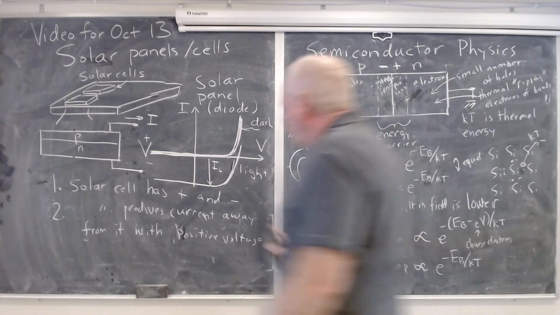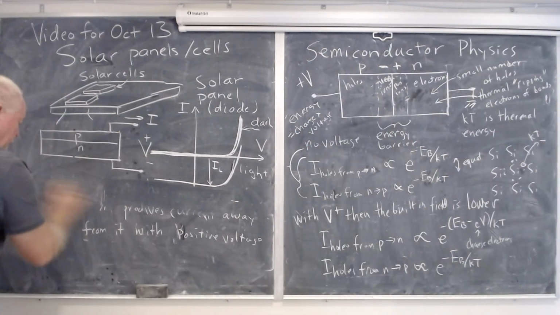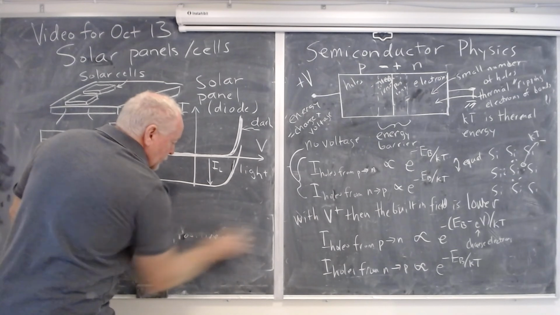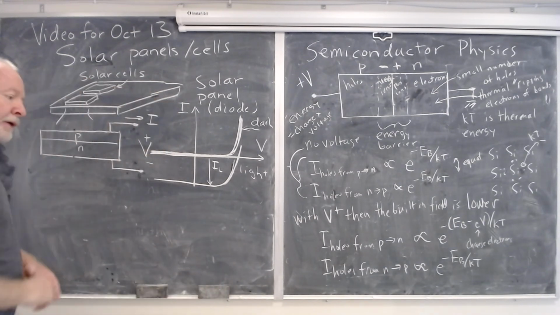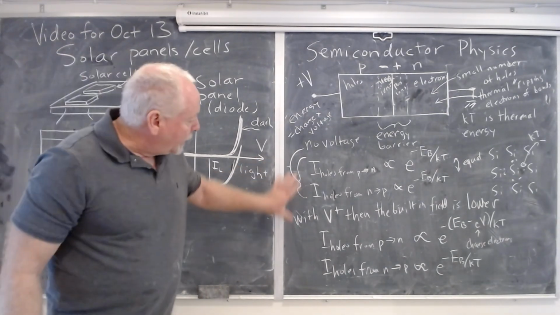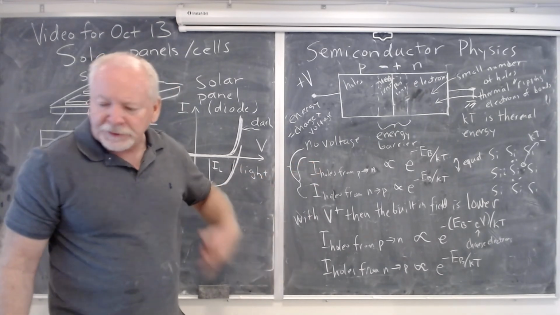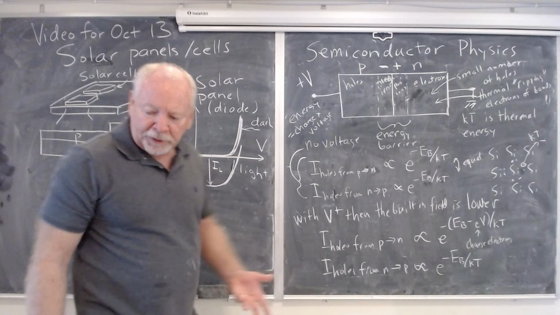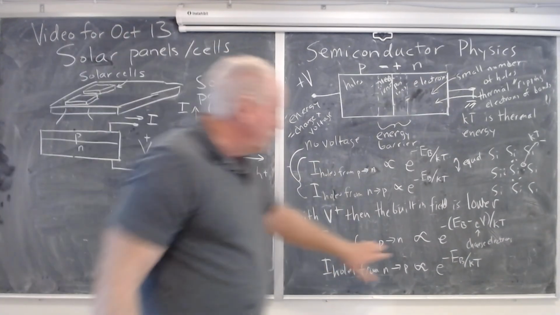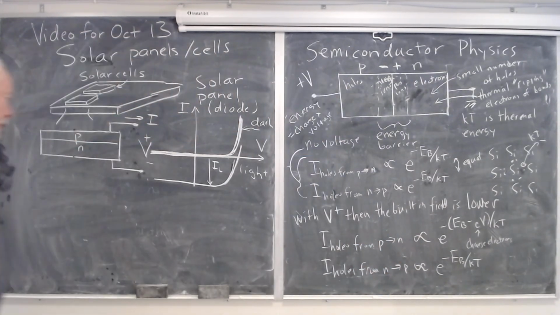And so, going over here, I can write out the net current. Now remember, the same thing is happening with electrons as happened with holes. It's just repeating the same equations over again. And because we're using proportional signs, we don't need to do anything.